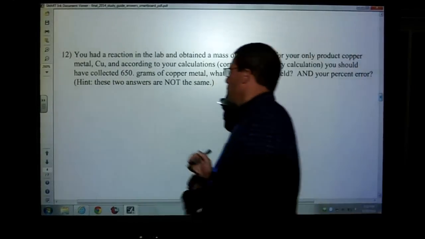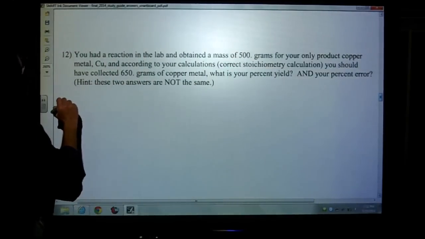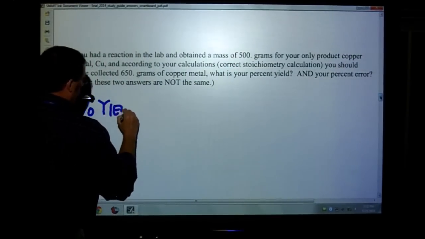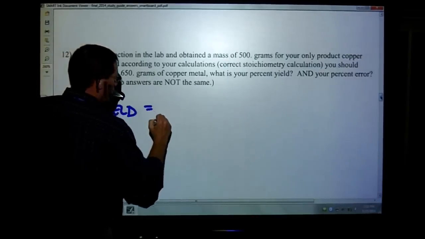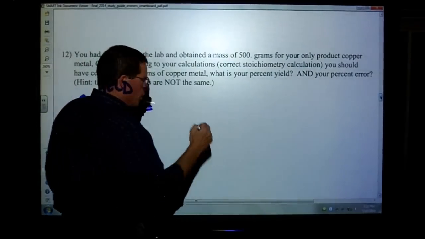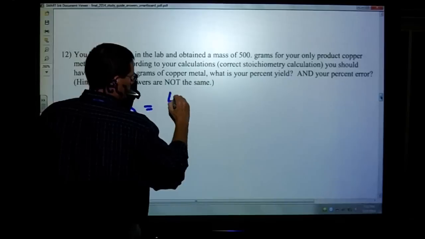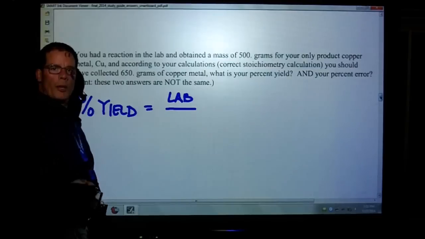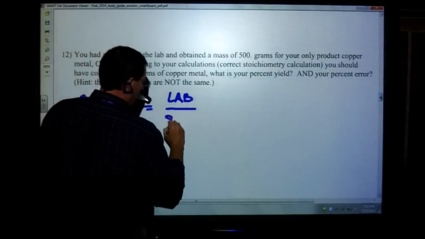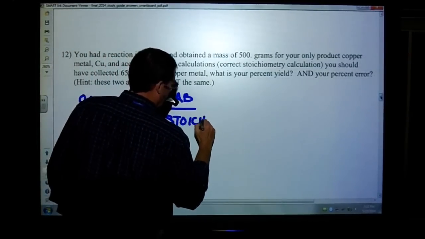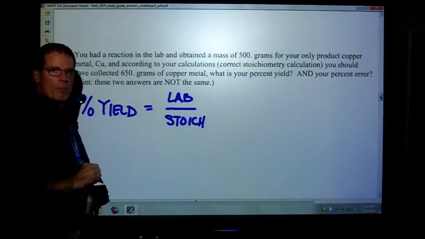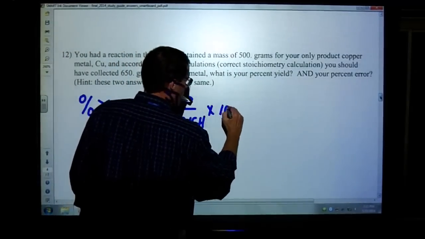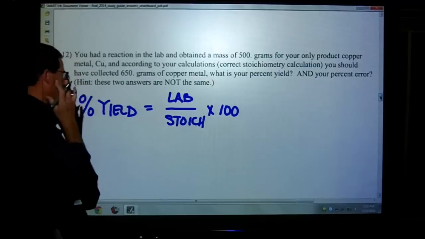So when we talk about percent yield, let's look at that first one. Percent yield is equal to what you recover in the lab divided by what your stoichiometry told you is going to be. So I'm going to put stoich. So what you recover in the lab divided by what you were supposed to get, times 100. So that's your percent yield.